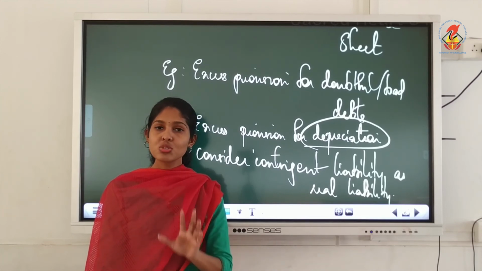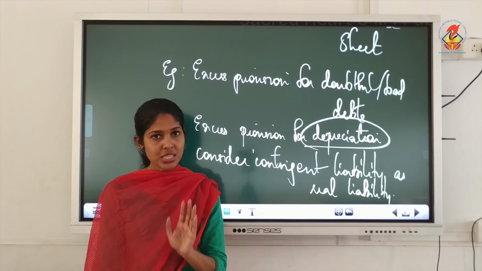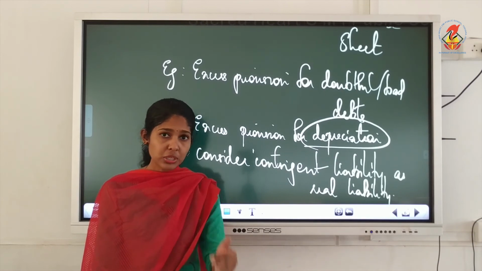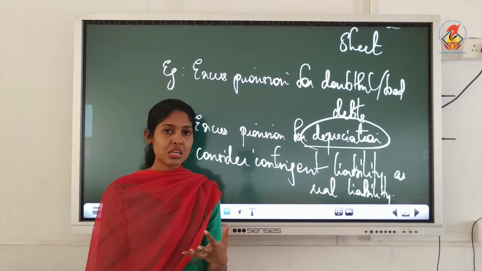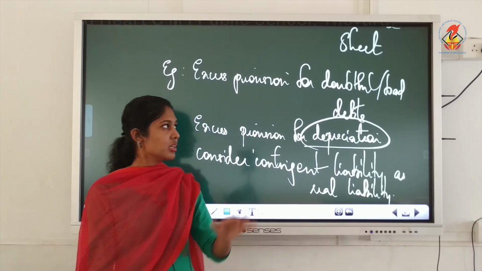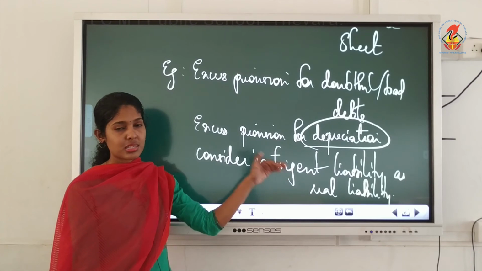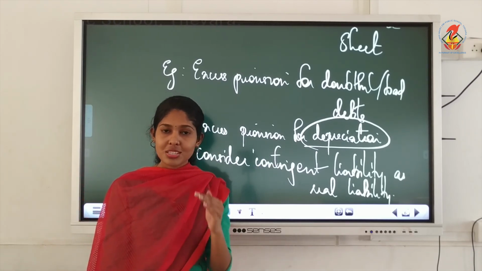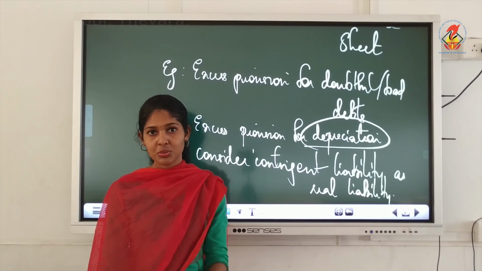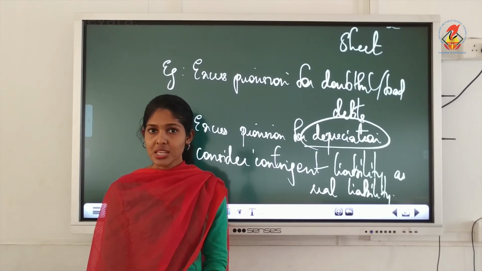So only this much you need to learn from this chapter. No need to go into detail, but you can go through it. You can read the advantages, disadvantages and all. But at least learn the meaning. Learn means don't learn by heart, you just have to understand the meaning. Okay, so with this the chapter is over.